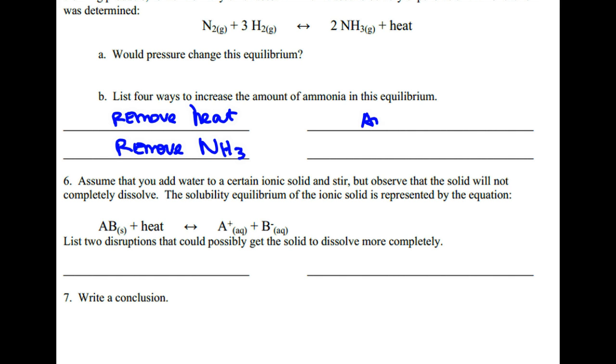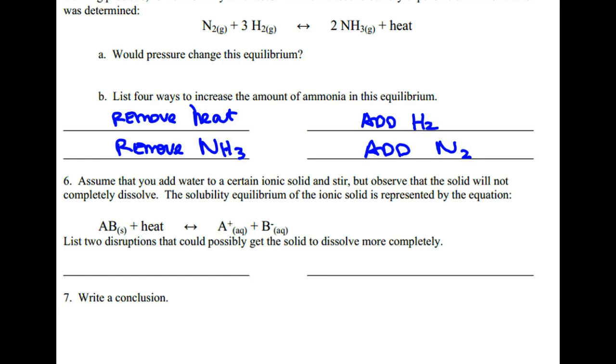We can add H2, so that way we can make the left side heavy, and then it'll want to go back to the right by creating more NH3. And we can add N2, and it's the same thing. And that seesaw analogy, it would tilt to the left and then it would want to go to the right.